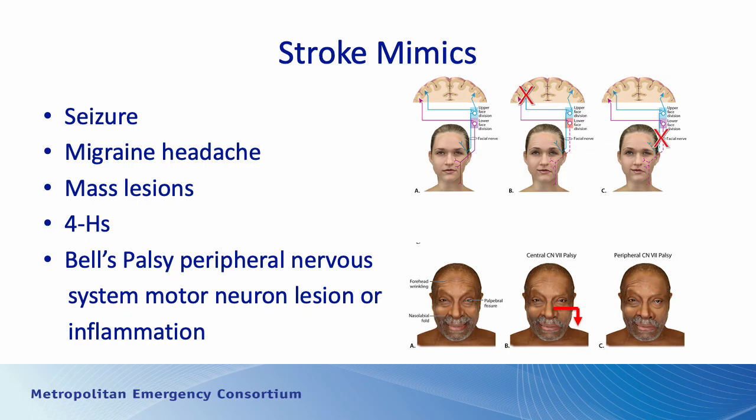So if you have a patient who's got left facial droop around the mouth, but has skin creases on the forehead, it's probably a stroke. If you have a patient with left face droop and loss of skin creases on the forehead, it's probably Bell's palsy. When in doubt, call it a stroke. We'll figure it out at the hospital.